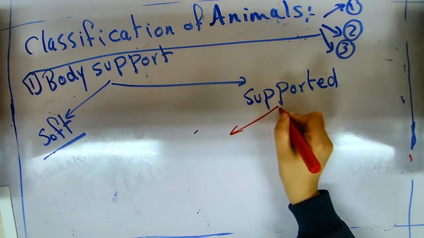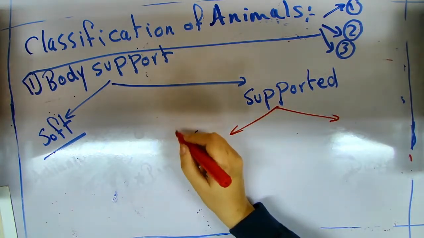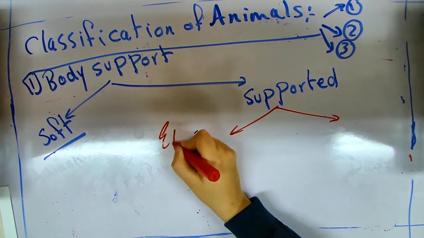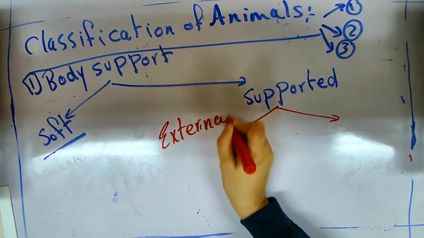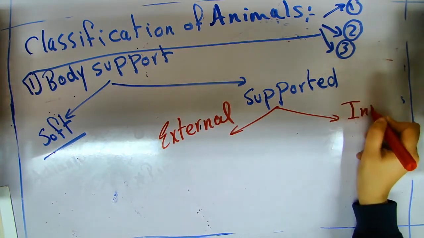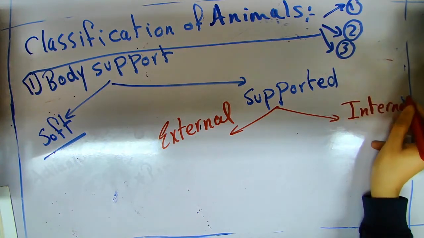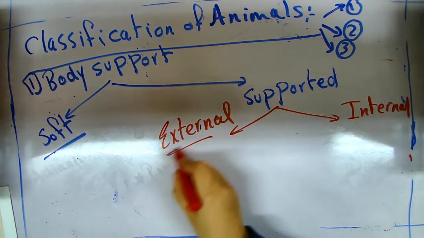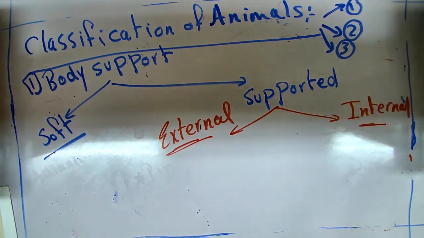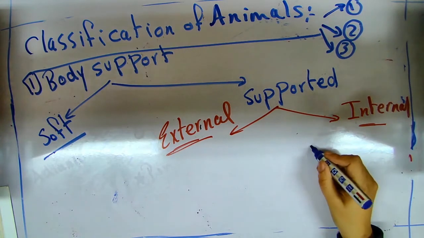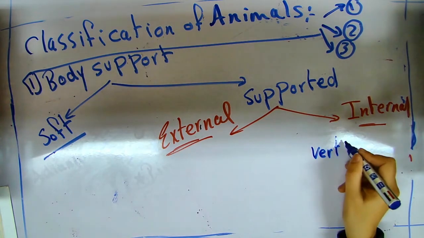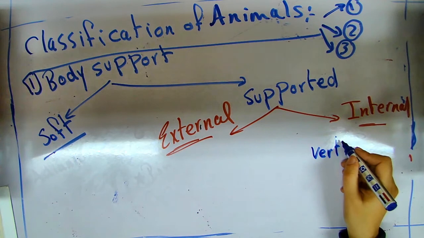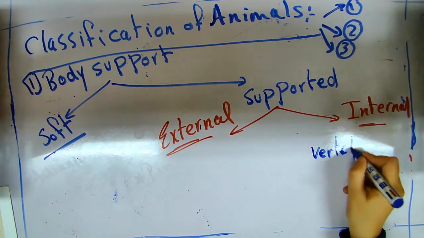Some of them are supported body. The supported body is two types. The body support may be external or internal. External like snails and mussels. But the internal support like vertebrates. What are vertebrates? They are animals which have bones or they have a backbone.